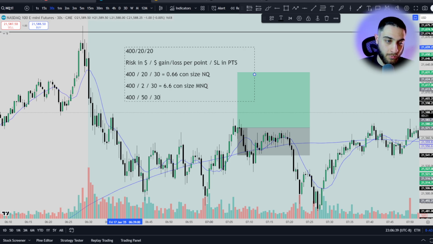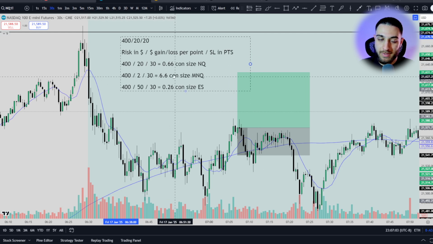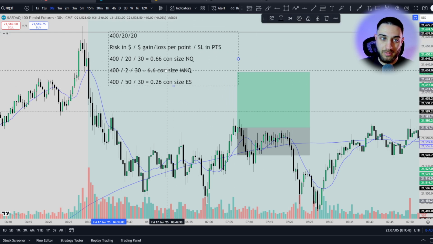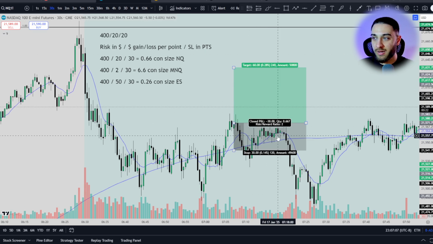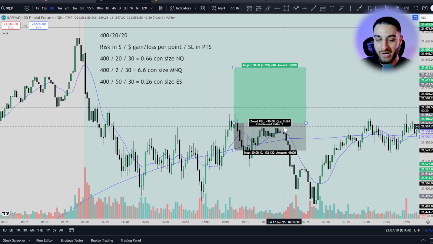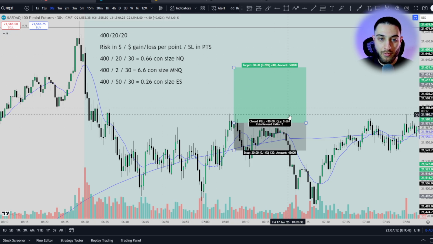And if our stop loss was 30 points, this is going to be a really small contract sizing trade, because the ES does not move that much for us to have. It does move a lot, but we wouldn't have a 30-point stop loss. So 400 divided by 50 divided by 30 gives us 0.26 contract size on the ES, okay. It's going to be really small, and we don't trade the ES, so we're not going to go deep into that. But you guys understand the gist of how to figure out your contract sizing based on this formula or on the TradingView chart.